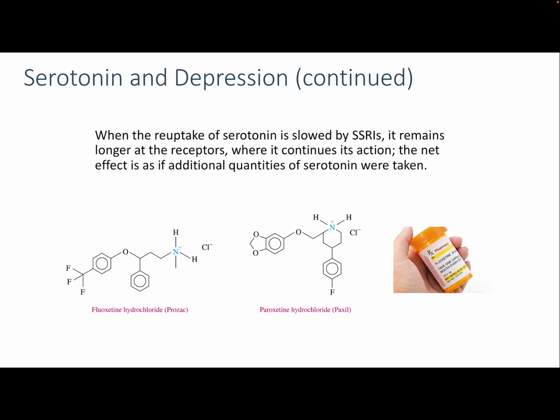When that is slowed, like I said, it remains longer, and then it's kind of like if you had normal levels of serotonin. Here are the structures of those, Prozac and Paxil. You can see they're both in their amine forms.